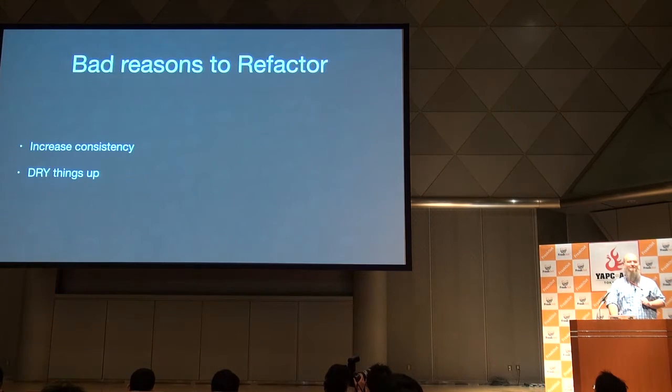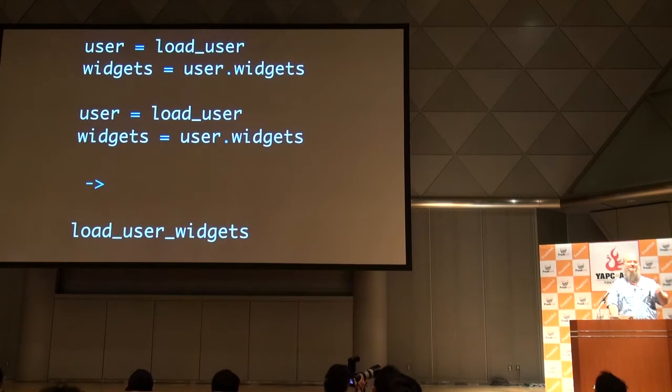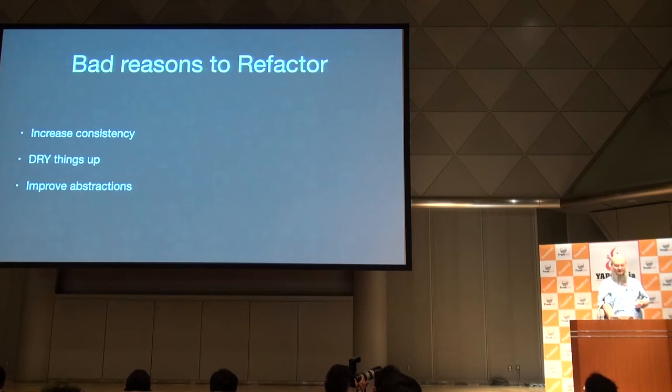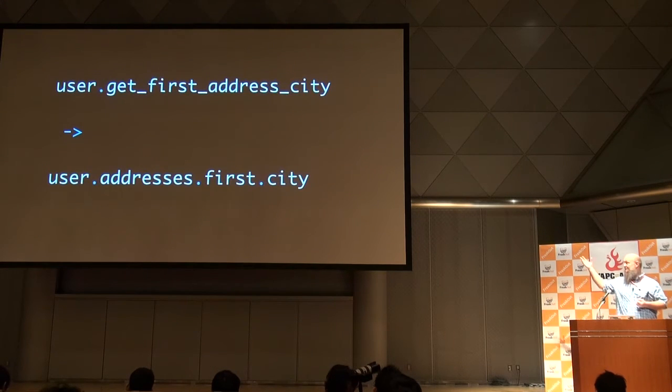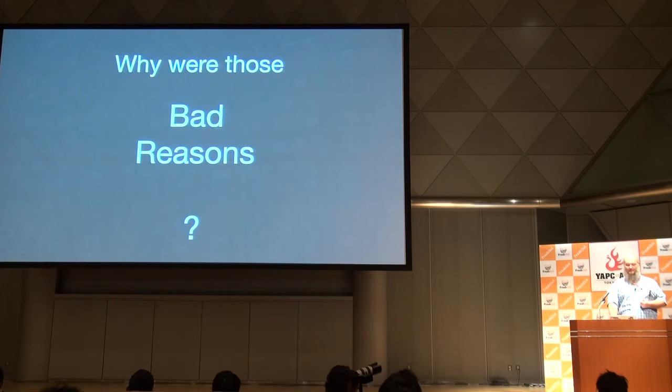Drying things up, as we say. This is also a bad reason to refactor. It's a great thing to do. Change two lines of code into one. Reduce the possibility of making errors in the future. You can improve the abstractions, the layers you're using. You can, for example, with this example, get first address city implies you have a bunch of address objects. So we change it into a list of addresses. I would call those bad reasons.